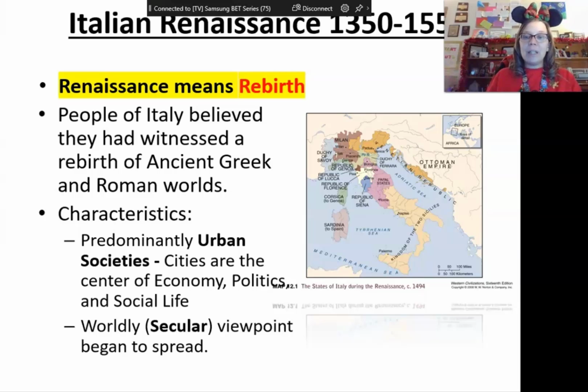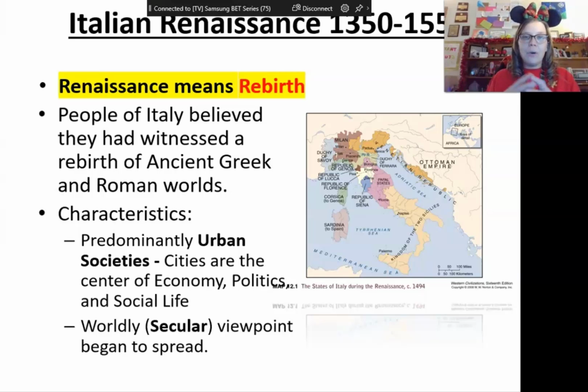Some of the things that were common at this time: Italy was made up mostly of urban societies, so they had really big major cities that had a lot going on economically, politically, and socially. They were the center of everything.